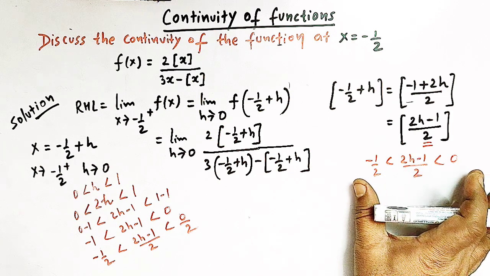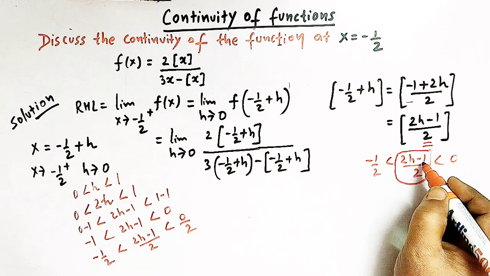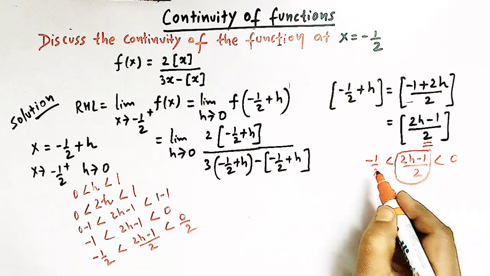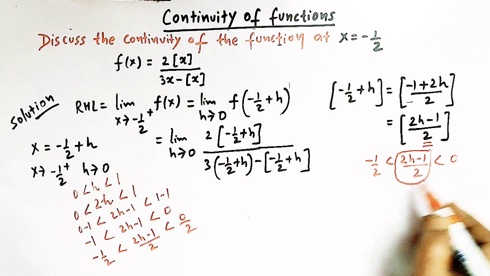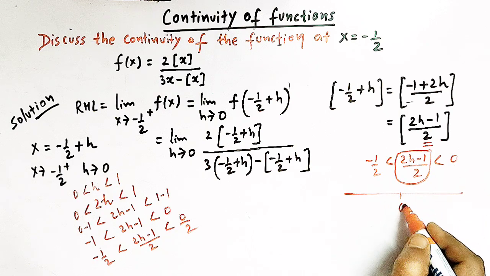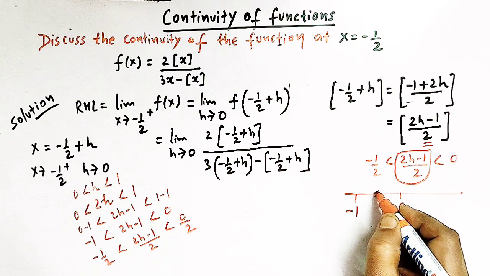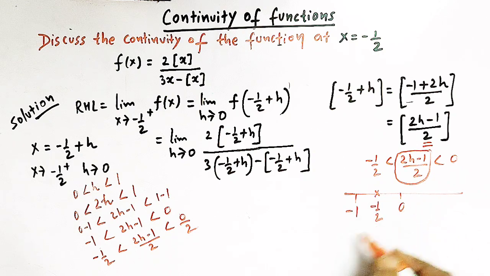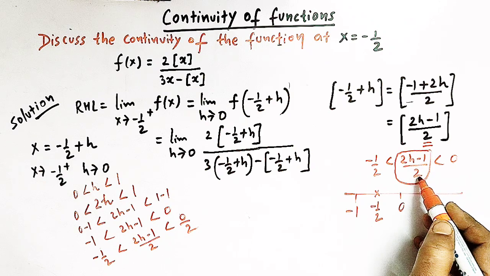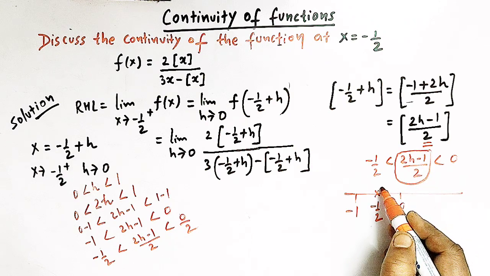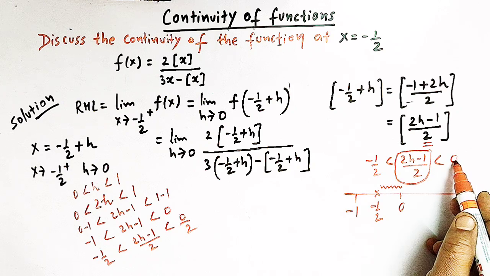So from this inequality we can conclude that (2h - 1)/2 lies between -1/2 and 0, right? So here we have 0 and here we have -1. So -1/2 lies somewhere here. So the value of (2h - 1)/2 lies somewhere between -1/2 and 0.